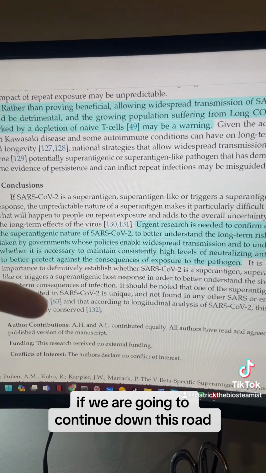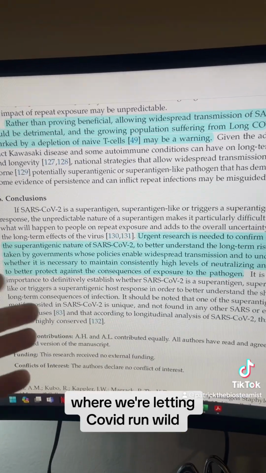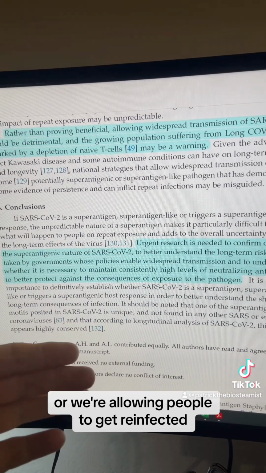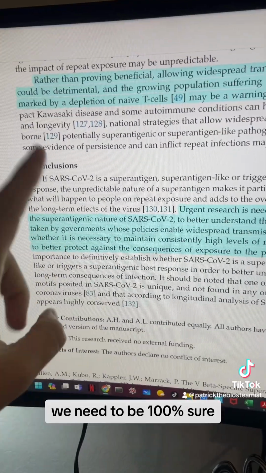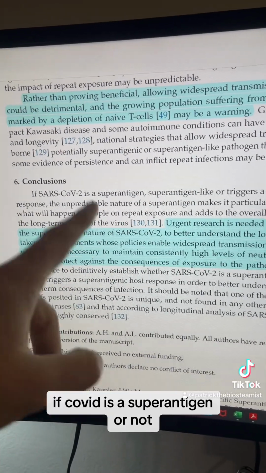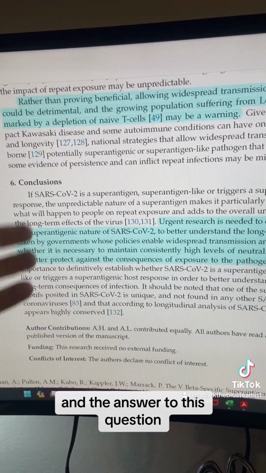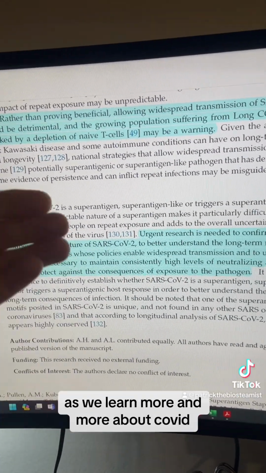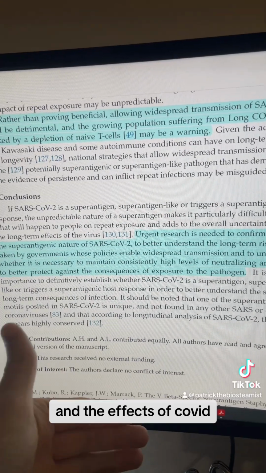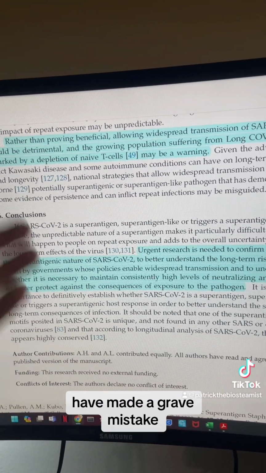which is a fancy way of saying if we are going to continue down this road where we're letting COVID run wild, where we're allowing people to get reinfected again and again over time, we need to be 100% sure if COVID is a superantigen or not. Everything sort of hinges on this question and the answer to this question, and as we learn more and more about COVID and the effects of COVID and long COVID, it seems that governments around the world have made a grave mistake.